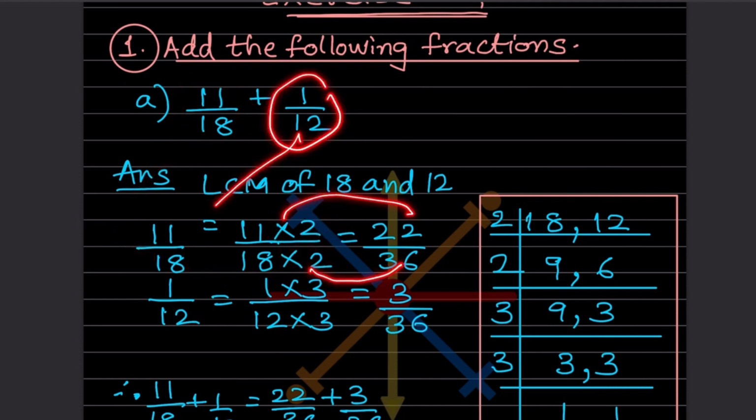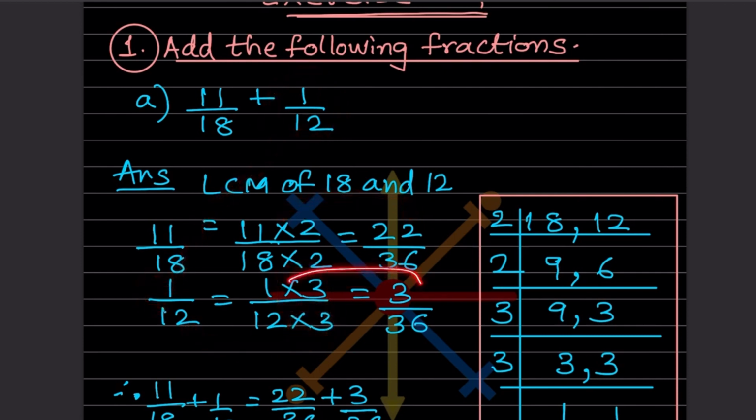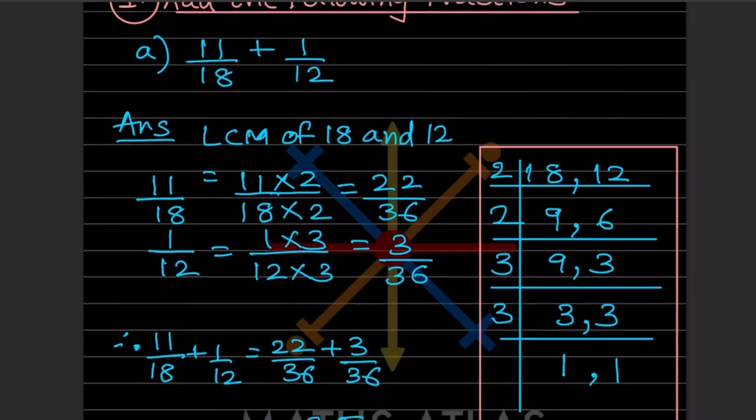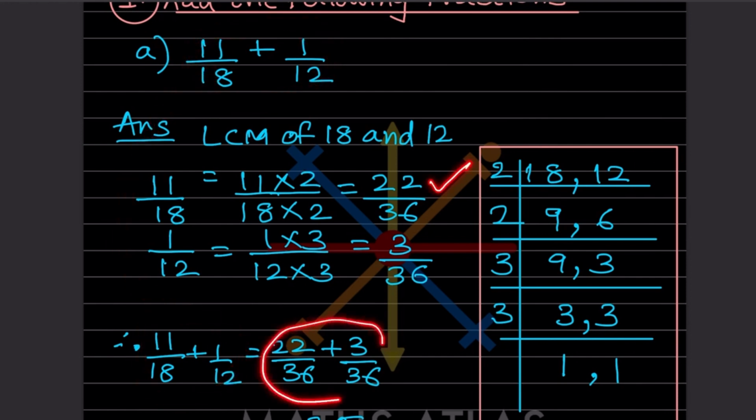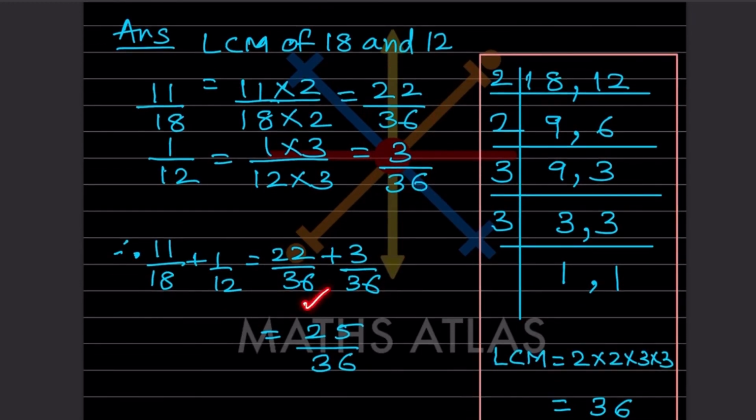Now you will take 1 by 12 down. You will make this 36. So 12 3s are 36. This is multiplied by 3, which means this also should be multiplied by 3. 3 by 36. Now look here, they have told you to add. So you got these two fractions, isn't it? What are you going to do? You are going to add this, what you got here, 22 by 36 plus this one, 3 by 36. Why do you have to write this? Because now you can see the denominators are the same. So whenever you are adding and the denominators are the same, you are going to write it only once.